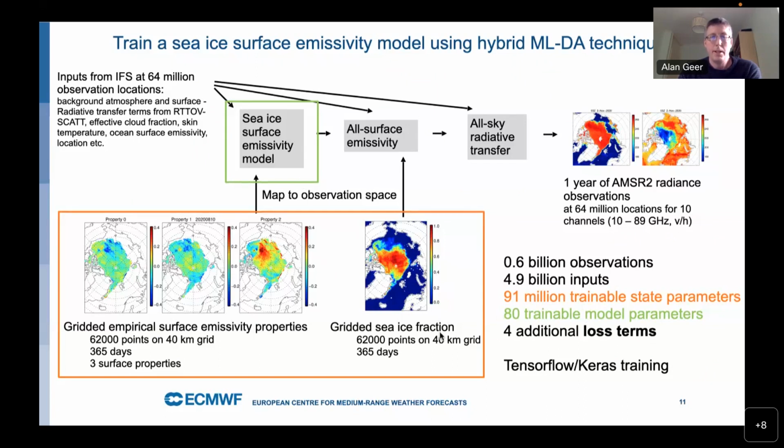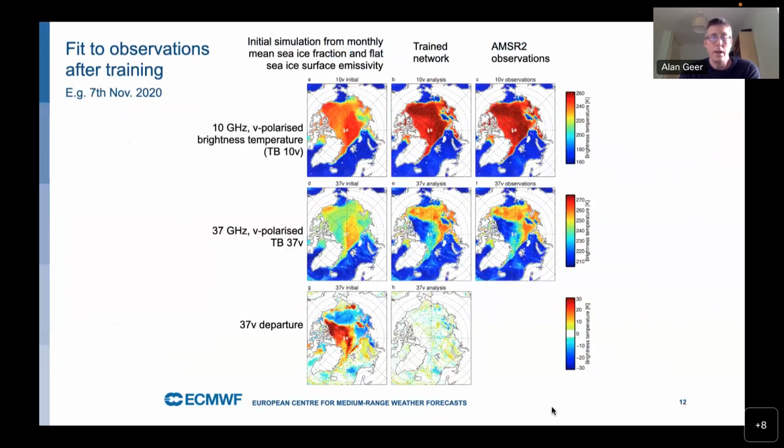and we're estimating the sea ice fraction, a physical variable, and 3 empirical variables representing the surface properties that drive the sea ice surface emissivity. And that's done on 365-day grids with 40-kilometer resolution. There are various loss terms, which I won't have time to talk about, which regularize the problem and make it more like data assimilation than machine learning. And that's trained in TensorFlow and Keras. So the results, very quickly.